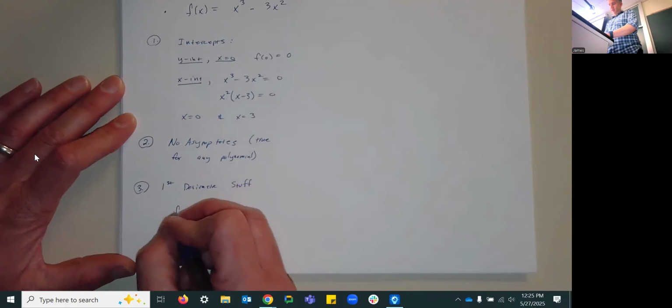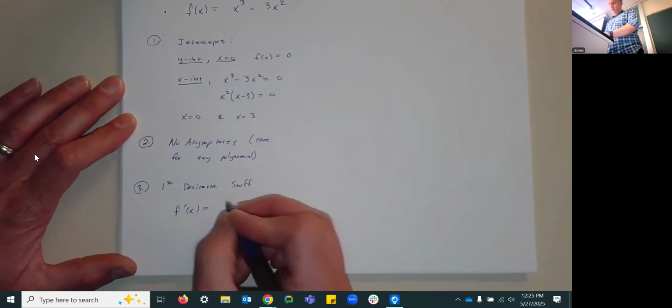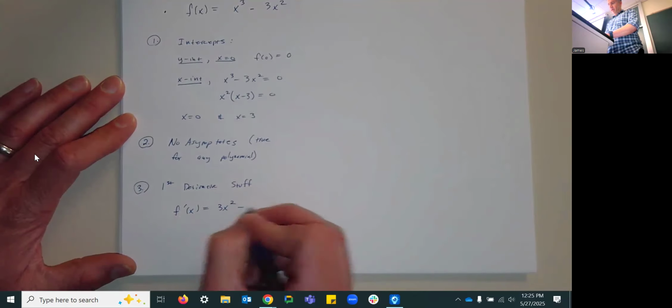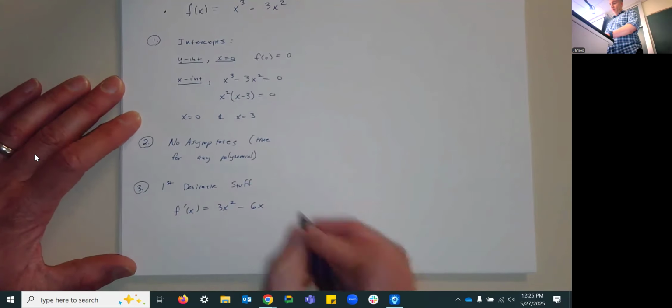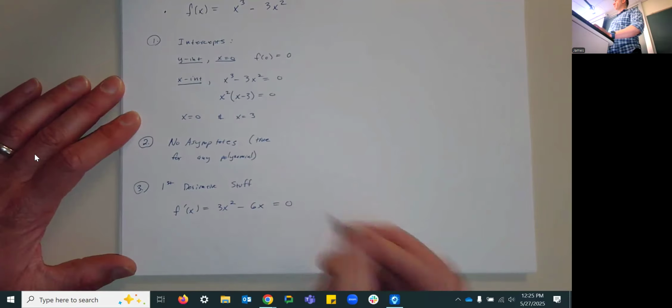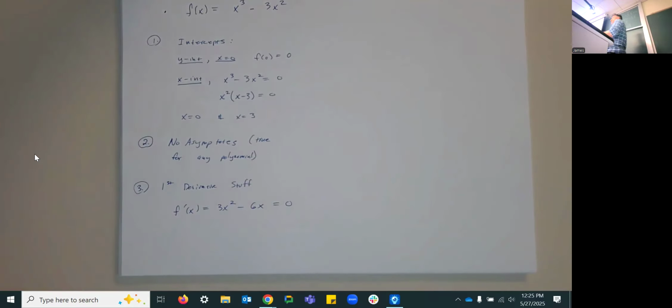So my first derivative is going to be f prime of x equal to 3x squared minus 6x. We're going to set that equal to 0. And why? Well, we set it equal to 0 to help us find critical points, but also because knowing where it's equal to 0 means that we know that's the only place it can change from being positive to negative. So it's also going to help us figure out the sign chart and where the derivative is either positive or negative.